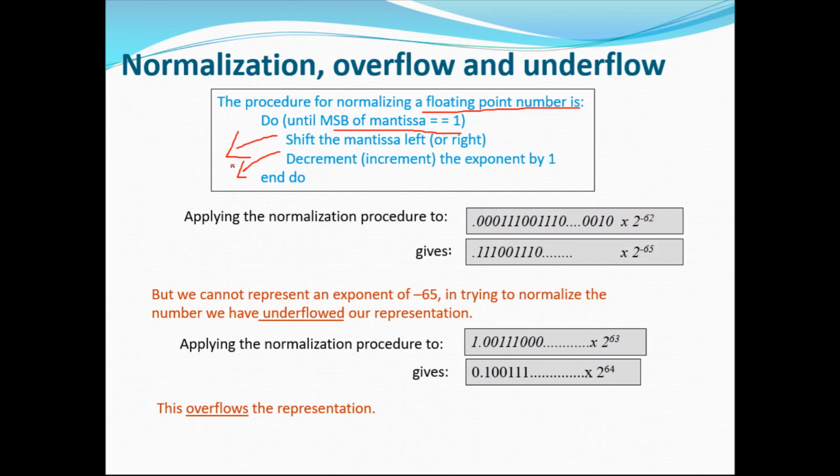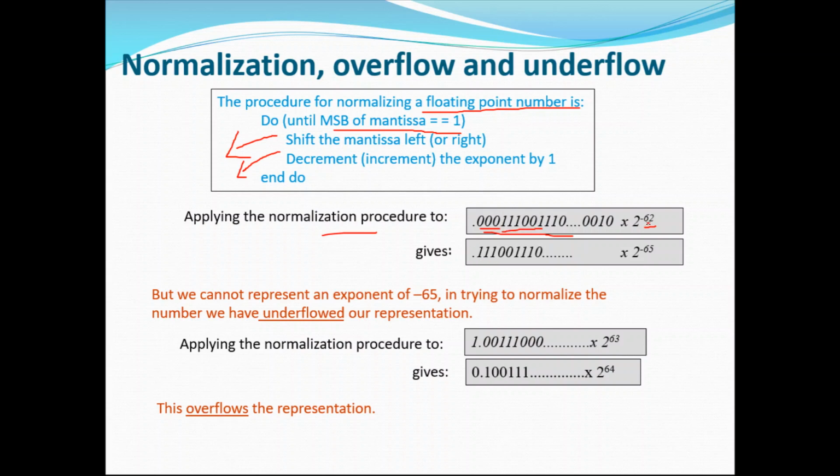Sometimes you can also shift right. It is not that we won't shift right, you can also shift right. So when you are shifting left, for every left shift, decrement the exponent. If you are shifting right, for every right shift you have to increase the exponent. Here is another example. Here the exponent is 2 to the power minus 62, and you can see at the MSB there are 3 zeros, so you can shift it left by 3 times.